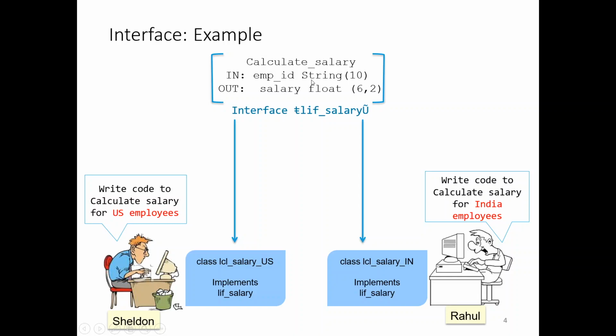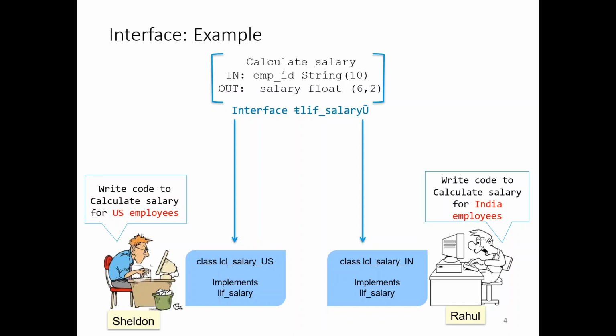For calculating the salary, you know the employee ID, and what is the outcome? If you know the employee ID, then the particular employee will have some salary, right? Even though both are different classes, one class is going to calculate the salary of a US employee, and another class is going to calculate the salary of an Indian employee. Both are unrelated classes, because the implementation logic is going to be entirely different. In US salary calculation, you have to follow a different methodology. For Indian salary calculation, you have to follow the norms of the Indian government, right?